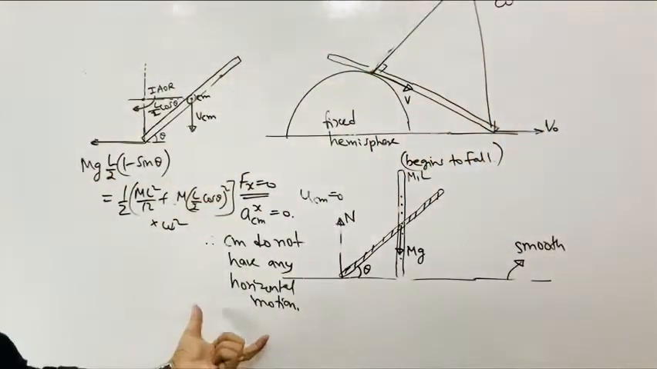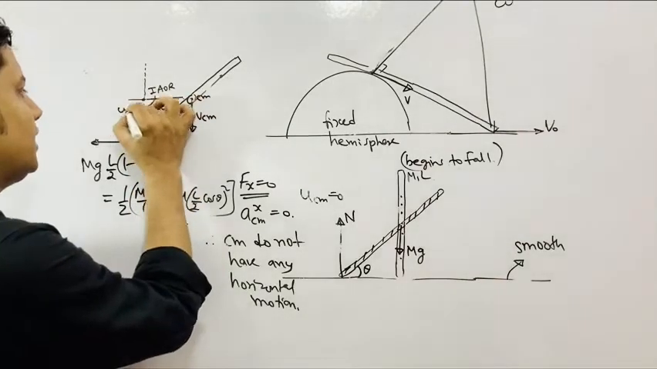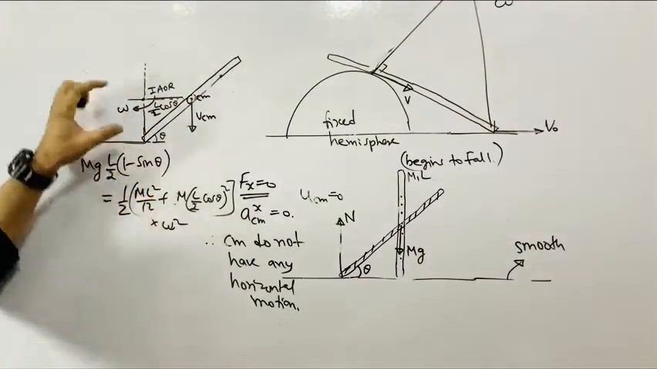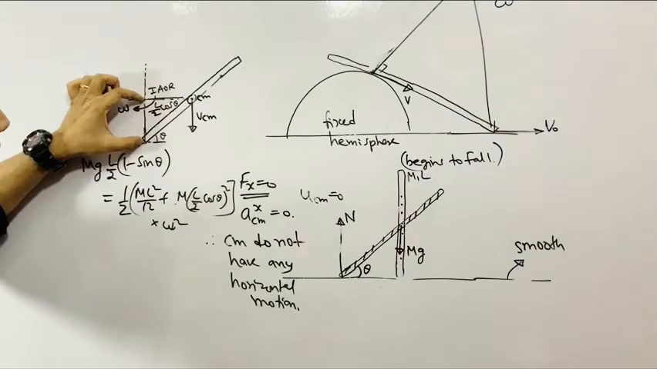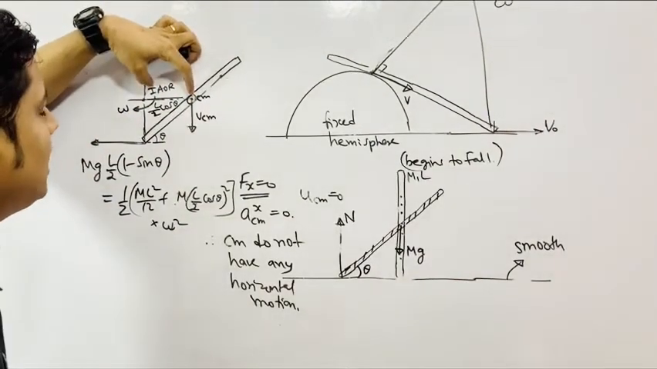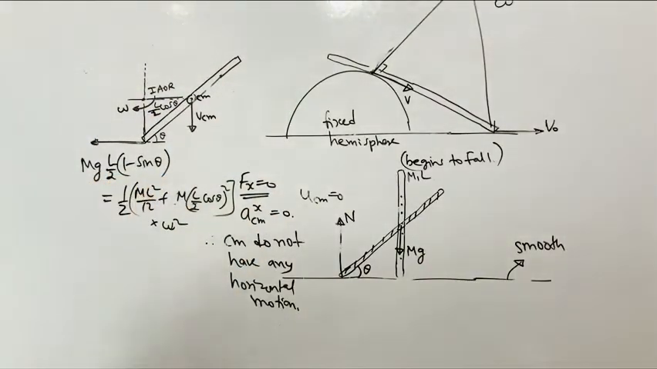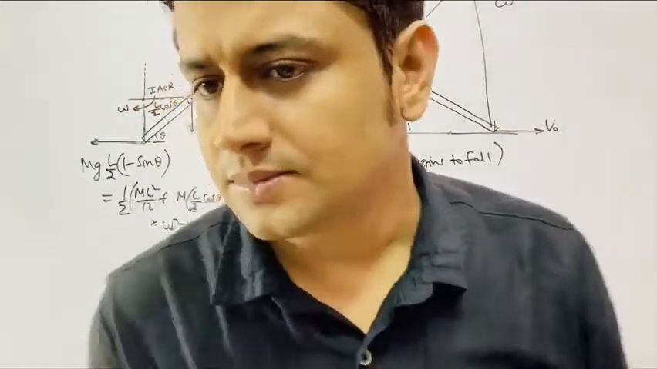Okay. So once you get omega here, you can get this speed, omega into this distance L by 2 sin theta. You can get velocity of center of mass, omega into L by 2 cos theta, and you can get its total kinetic energy, mg L by 2 into 1 minus sin theta. You can get it. Okay.